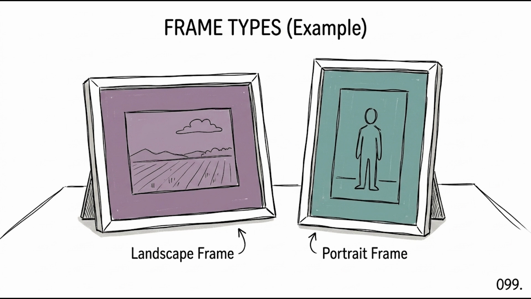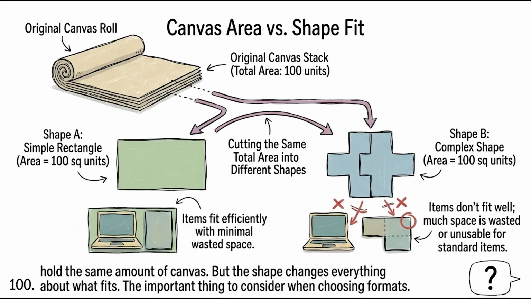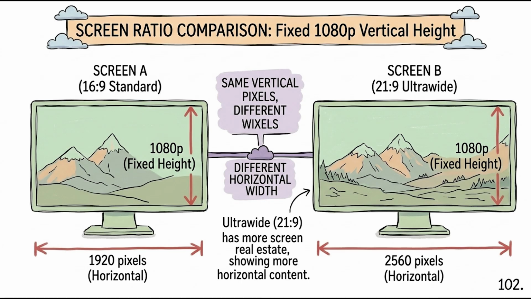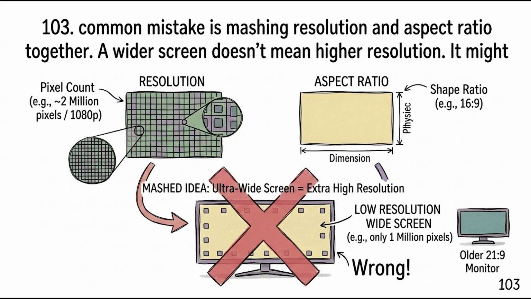Think of it like picture frames at a store. A landscape frame and a portrait frame can hold the same amount of canvas, but the shape changes everything about what fits. The important thing to grasp is that aspect ratio and resolution are completely independent. You can have a 1080p image in 16 by 9 and another in 21 by 9. Same vertical pixels, different horizontal count. 2 separate measurements. The common mistake is mashing resolution and aspect ratio together.